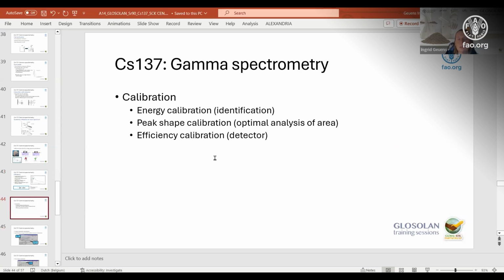So for gamma spectrometry, you have in fact three kinds of calibrations. You have to do your energy calibration, that's your identification. You have to do your peak shape calibration. That's important to have optimal analysis of the area you're looking for in your peak, surely because we have a special background. And then you have the efficiency calibration. That's in fact calibrating your detector.